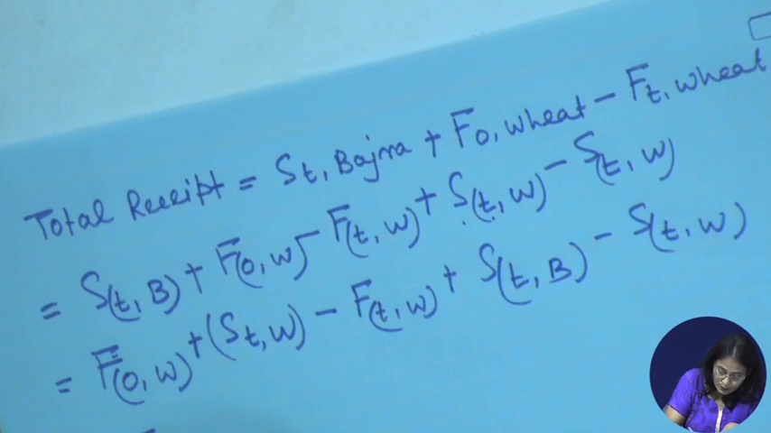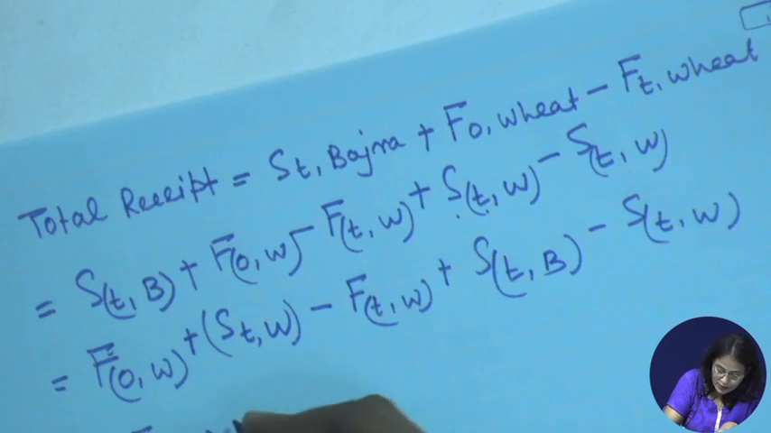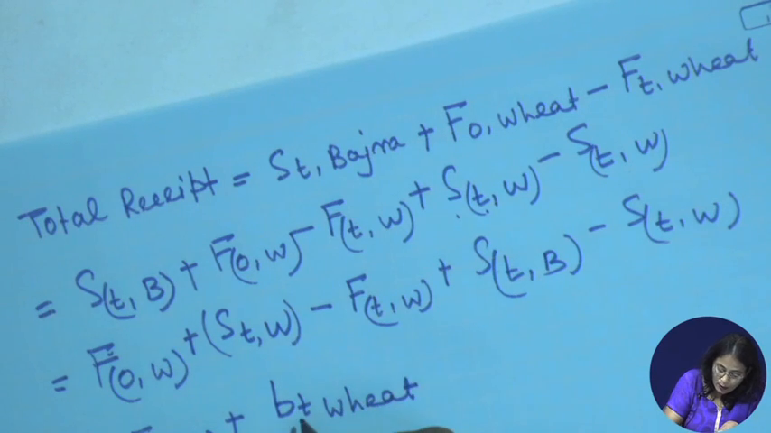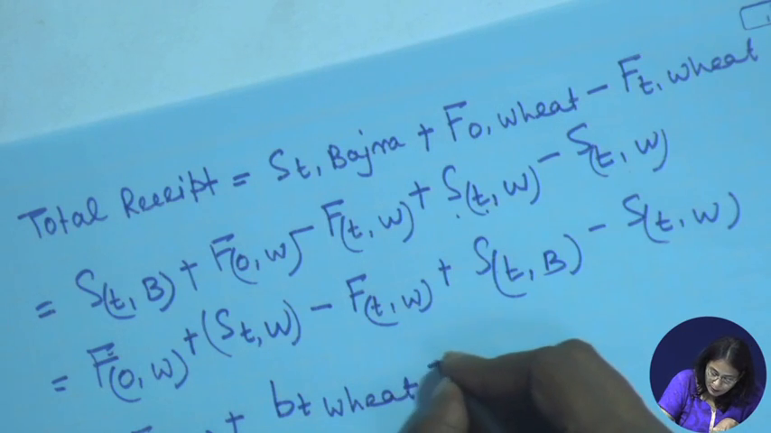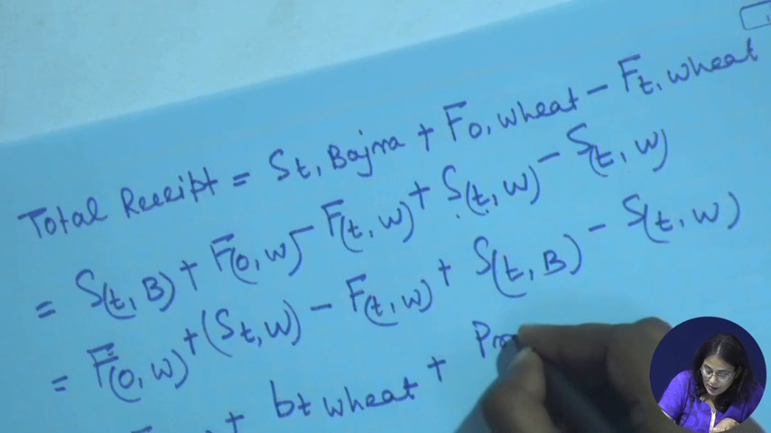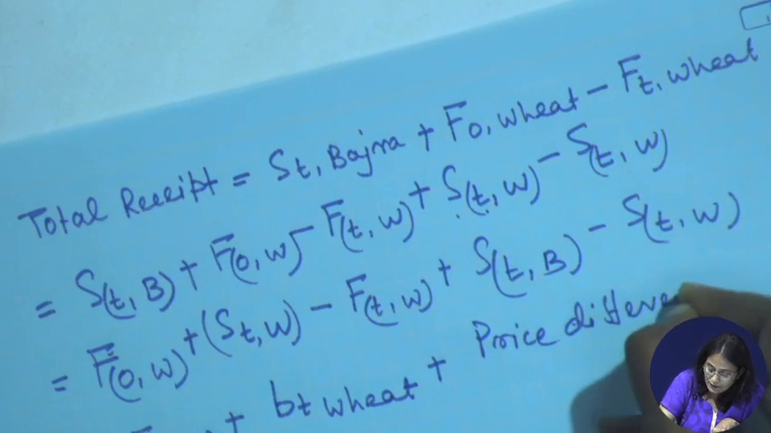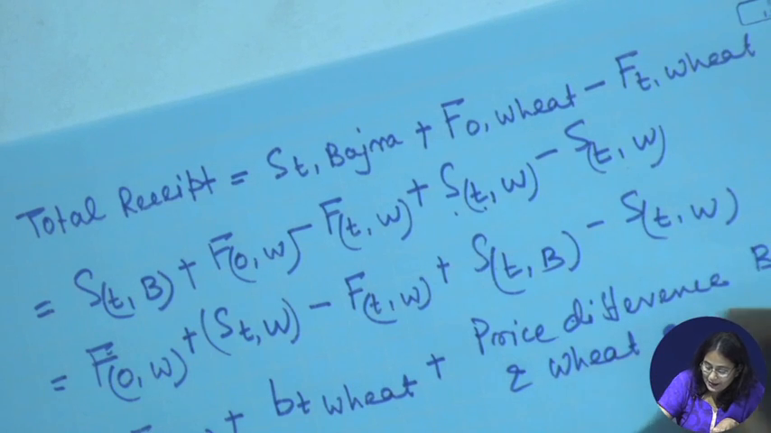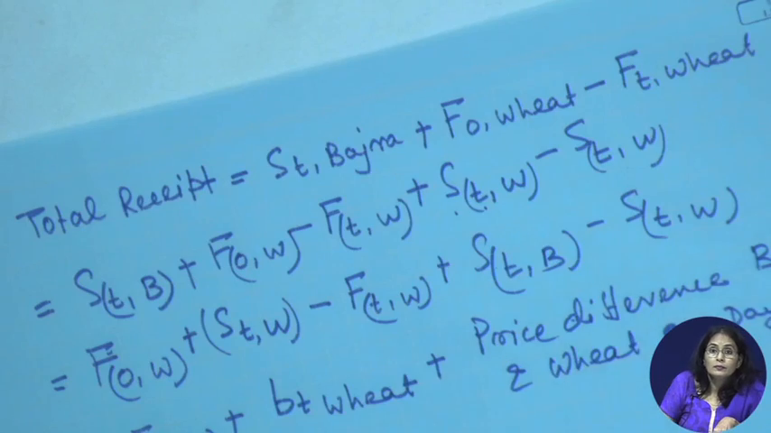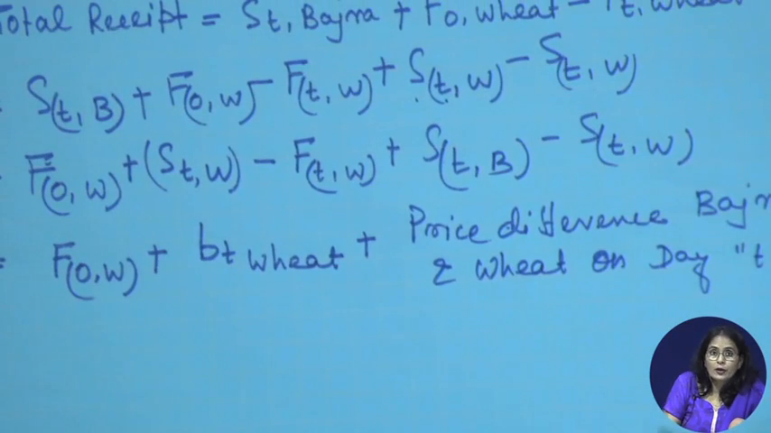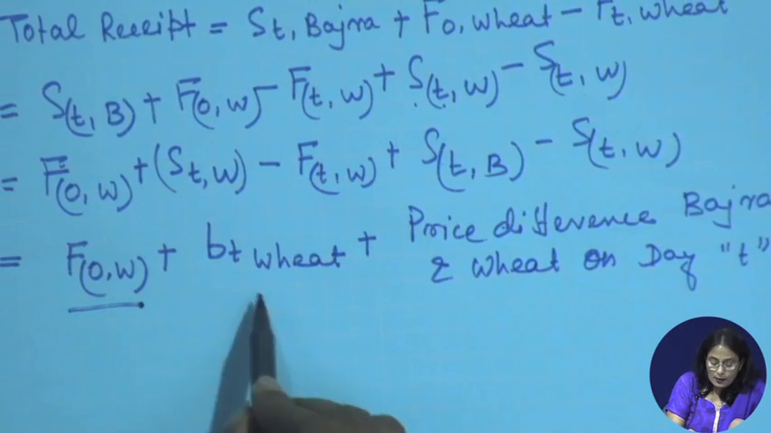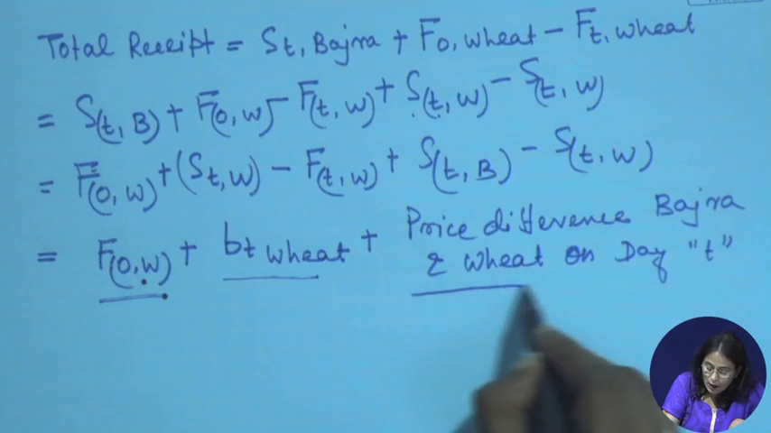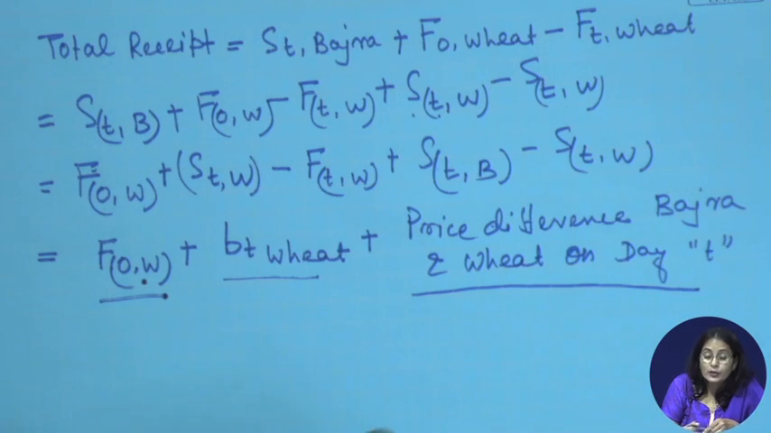If you recall, this is the futures price of wheat on the contract initiation date. This is BT wheat, that is, the wheat basis prevailing on the contract squaring up date, plus the spot price difference between bajra and wheat on day T. So on day T, if you recall, this component was earlier FT plus BT, that is, F0 wheat plus BT wheat. We now have an added component called the price difference between bajra and wheat on day T.